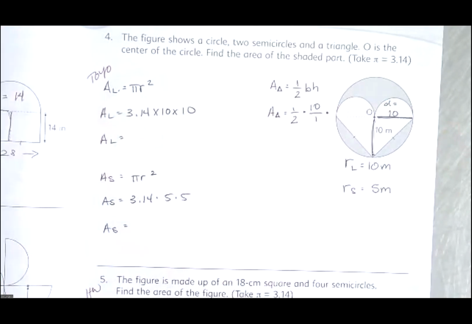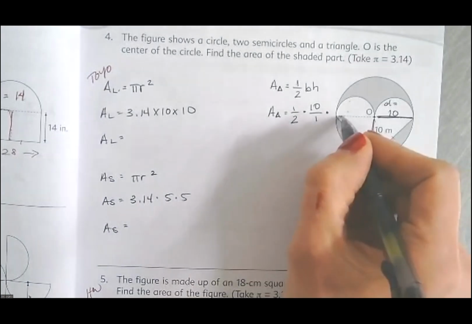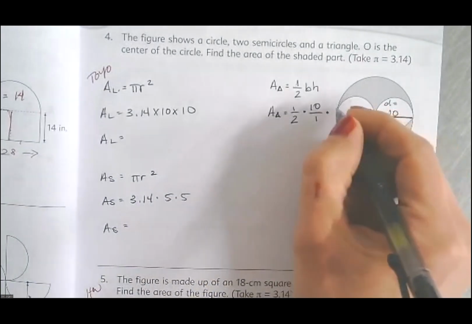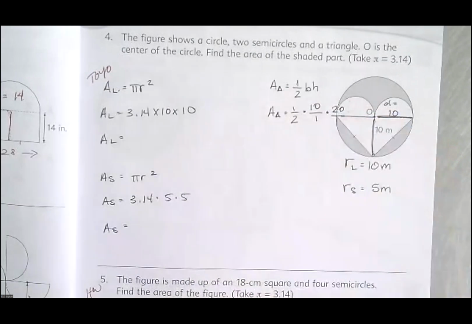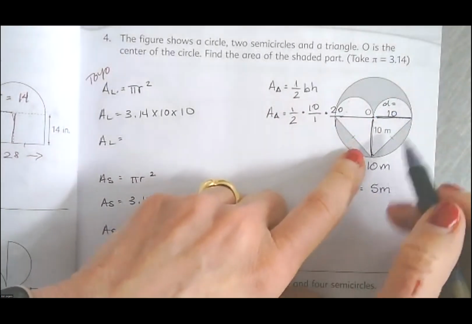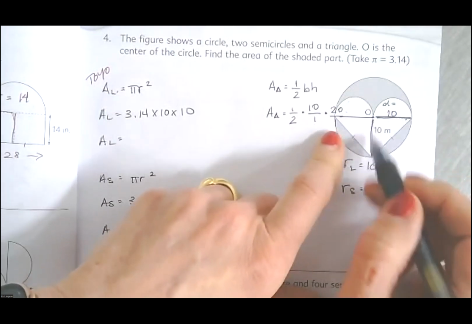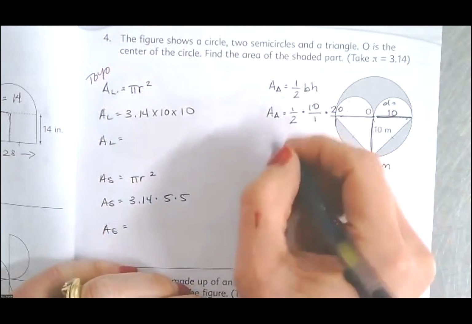What's the base on the triangle, you guys? If the height is 10, what's the base? 20. How is that? This is the height. Well, you know what? It doesn't really matter. It's the big triangle. So we've got 10 and 10, which is 20, and then 10 right here, which is the height.